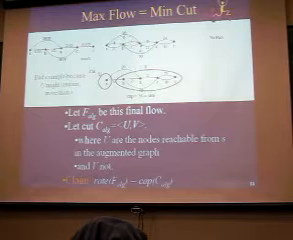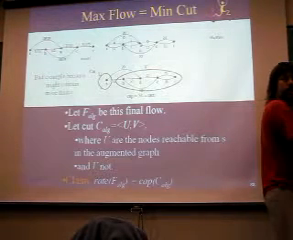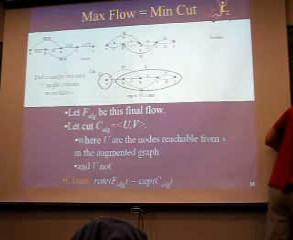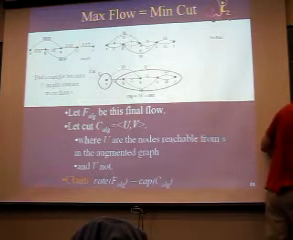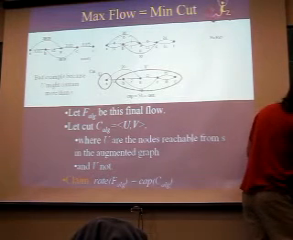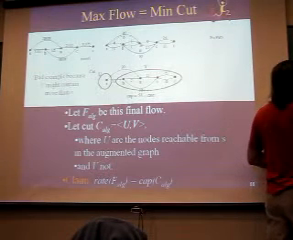And then when we build our augmentation graph, we won't put any edge here because this is at capacity, right? This will not be an edge. This will not be an edge. This will not be an edge. The reverse ones will be edges because we could undo those, right?